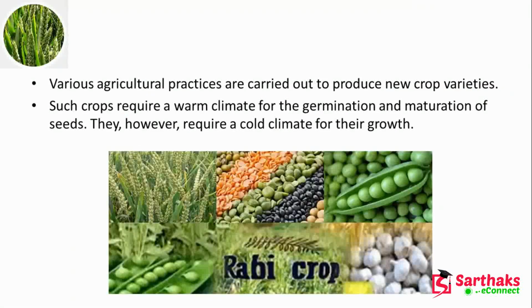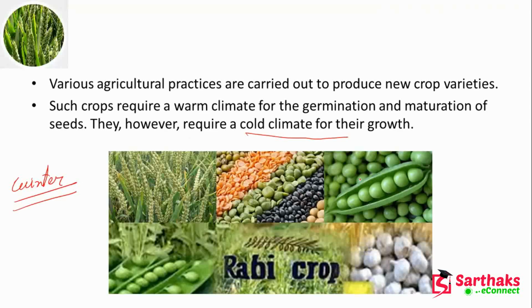You are seeing that these are also Rabi crops. Various agricultural practices are carried out for new crop varieties. Such crops require a warm climate for the germination and maturation of seeds. They, however, require a cold climate for their growth. So for germination they require a warm climate, and after that you put them in the field where they require a cold climate. That's why we prefer the winter season for the growth of the Rabi crops.